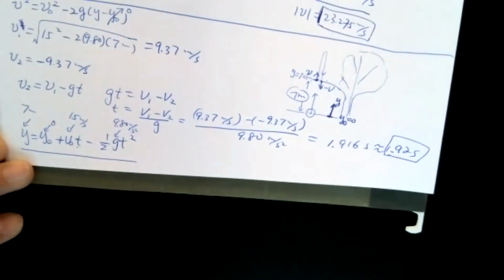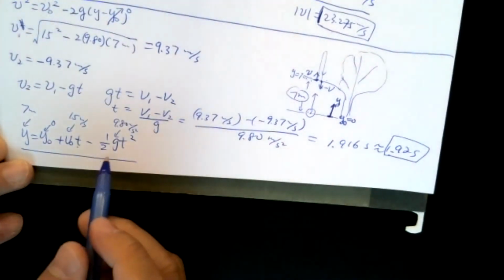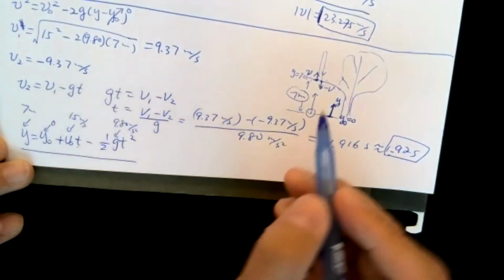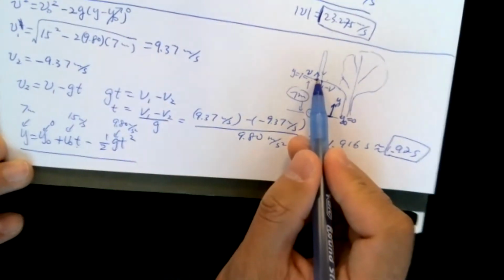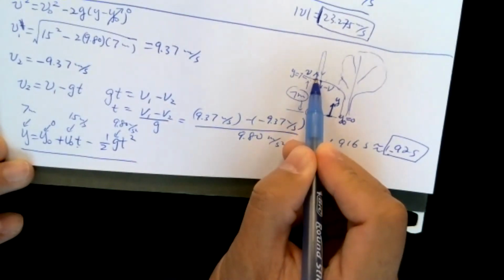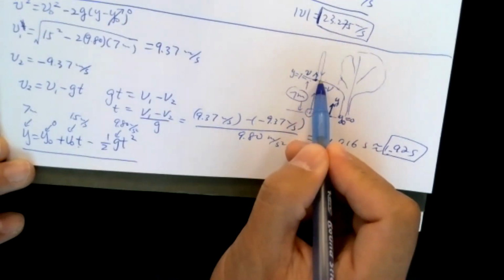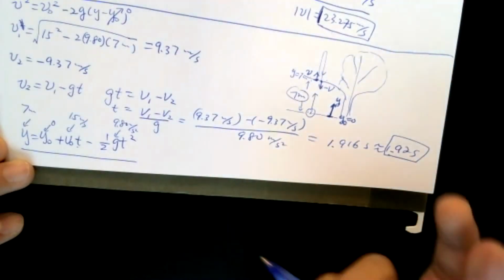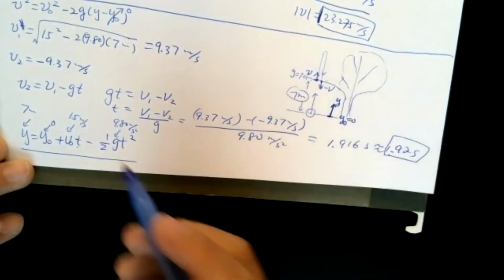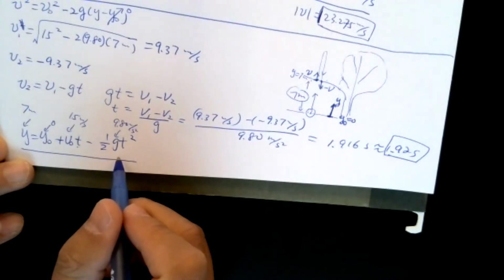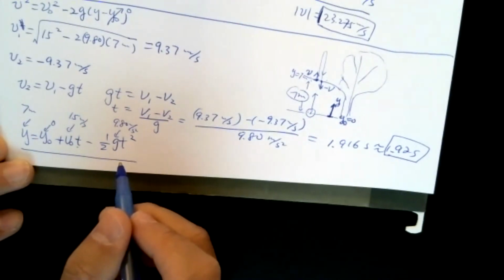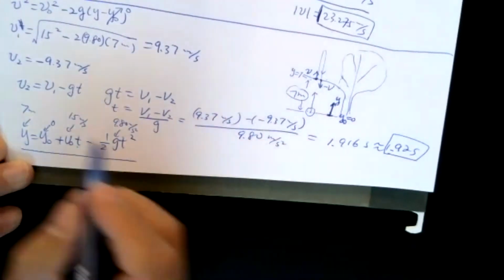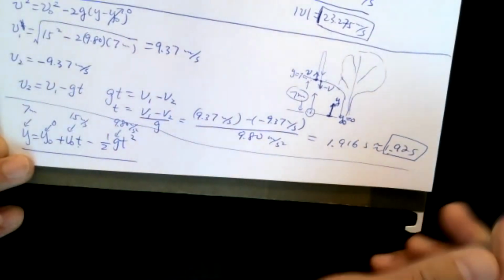So the two times I get from this equation should be referring to the first time it's passing through the branch and the second time when it comes back at this same height, okay? So you can get two t's, then you will just take the difference of the two t's. It will tell you the time it takes to go up and then come back at that seven. So either way, this is another way of doing it.